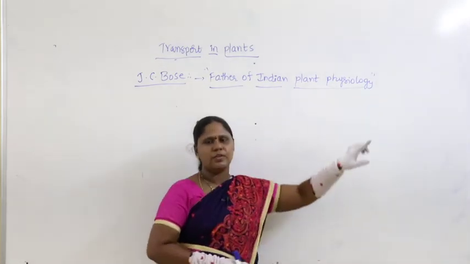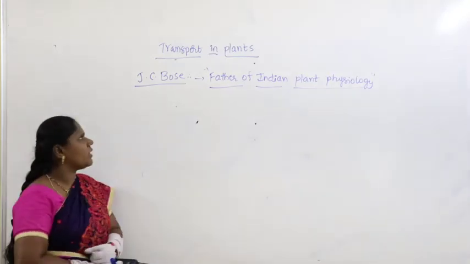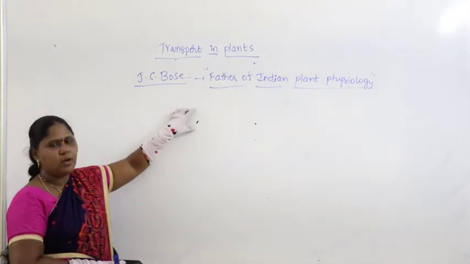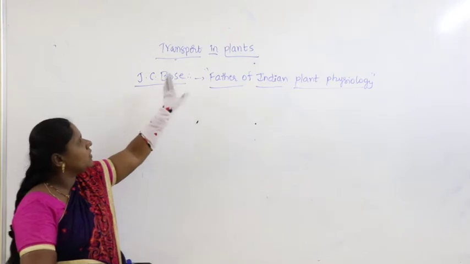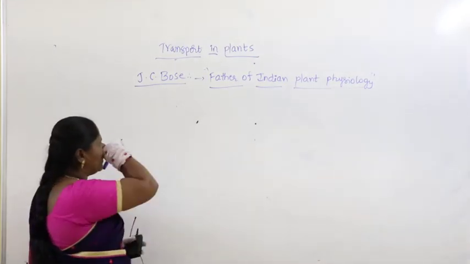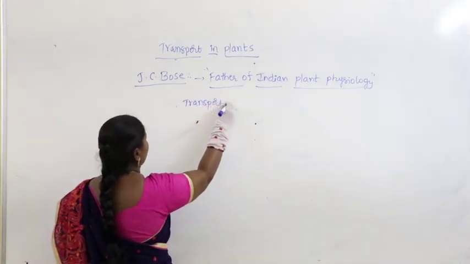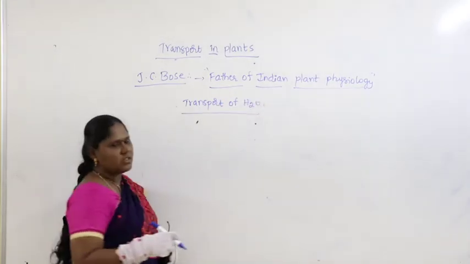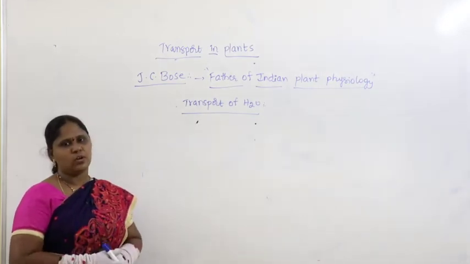Physiology, we talk about physiological functions. So we discussed the instruments designed by J.C. Bose, like coherer, crescograph, pulsating theory and all that, right. Now let us continue with transport in plants. In transport in plants, majorly we talk about transport of water. Transport in plants takes care of transportation of water.